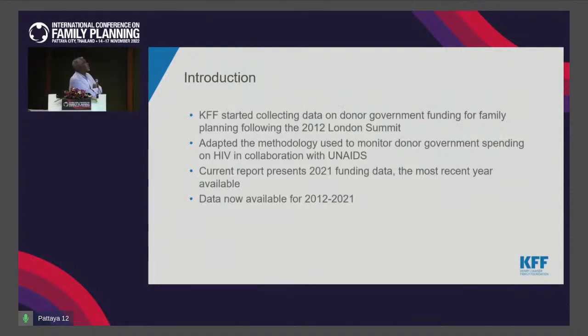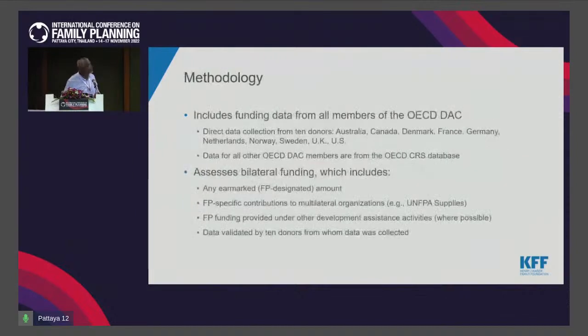So basically, the way this activity started is that KFF started collecting data on donor government funding for family planning following the first Family Planning Summit in 2012. Similarly to what we did with FPSA, they adapted the methodology used to monitor donor government spending on HIV in collaboration with USAID. They just transformed it for family planning. So it's basically the same methodology, transferred to family planning. The current report presents data estimates for 2021, which is the most recent year available. But they do have a database of data from 2012 to 2021, which will also be presented.